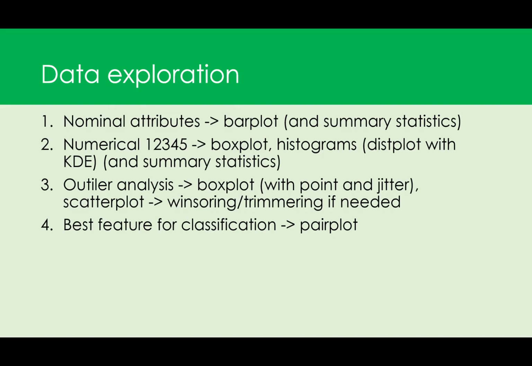Then the best feature for classification. If you want to decide which is the best feature that separates two classes, we can use pairplot. Pairplot is another Seaborn function that plots every couple of attributes together in a scatter plot, and you can see clearly if there are two separated groups, and you can use those two features for separating and classifying your samples.